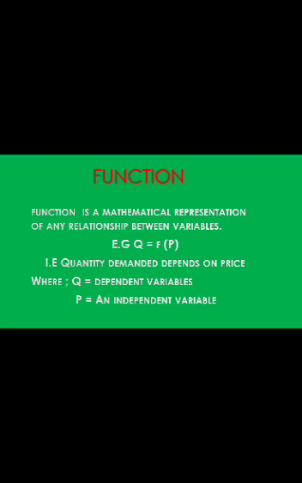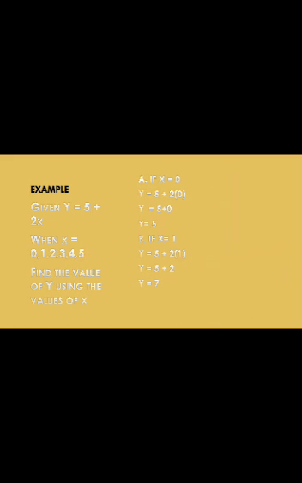In this function that we are talking about, Q represents our dependent variable, while P is an independent variable. We can say quantity demanded is a function of price, or in other words, quantity demanded depends on price. Let's take this as an example. Given y equals 5 plus 2x, let's use figures to express what function is all about.